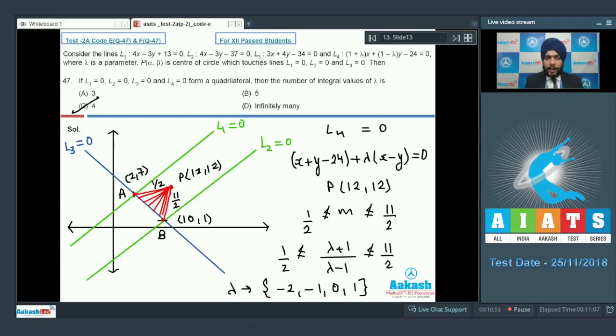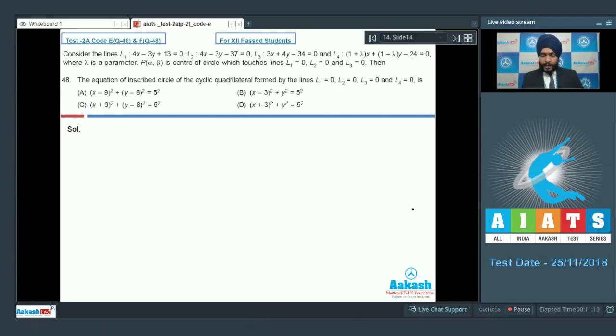This is a slightly lengthy inequality, but it is very easy, so you can solve it yourself. Okay, let us move on to question number 48. Question number 48 says that the equation of inscribed circle of the cyclic quadrilateral formed by the lines L1 equals 0, L2 equals 0, L3 equals 0, and L4 equals 0.